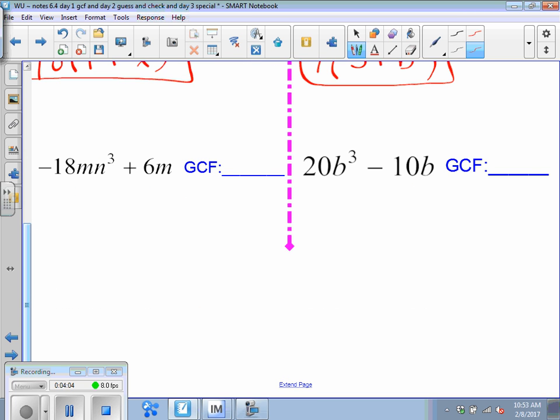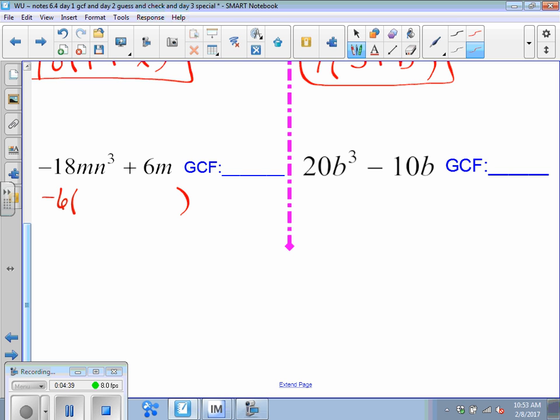So let's look at this one. Let's look at the numbers first. What's the largest number that can go into 18 and 6? 6. Okay? Now, I have a choice. I can take out 6 or I can take out a negative 6. One is not more correct than the other. It's up to you. And when we do our grouping method in a minute, you're going to have to determine that. And there will be some other things that will lead you in one direction over the other. But we'll take out a negative 6 just because we haven't taken out anything negative yet.